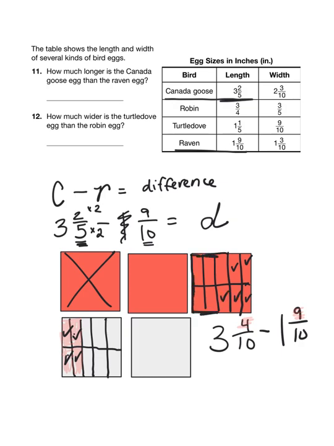That leaves me with 1, 2, 3, 4, 5 tenths. So 1 5/10 over here. So the difference between the two is 1 5/10 inches, and 5/10, when you simplify that, simplifies to 1 1/2.